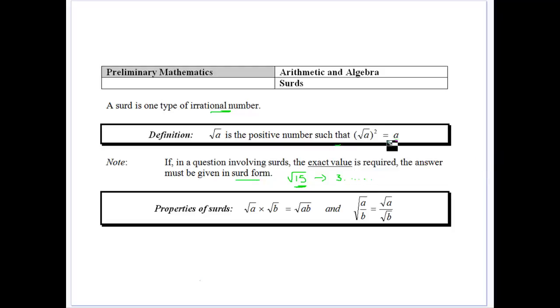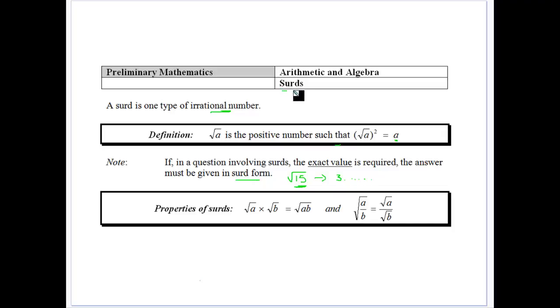We want to look now at surds, which is something you've done in the junior school. This is just a review, but the idea of surds is to write things exactly in this course. Now, we don't like decimal approximations so much. And what do we mean by that?